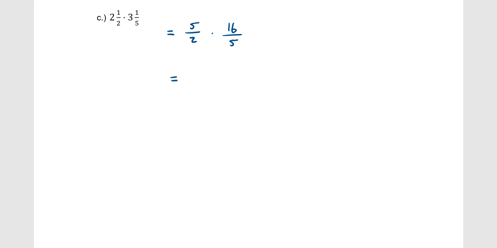And all we have to do now is simplify a little bit. 5 over 5, the 5's cancel, we're left with 1 over 1. And then 16 over 2, 16 divided by 2, common factor of 8. So we have 8 and 1. So multiply numerators, 1 times 8 is 8. 1 times 1 is 1. So we get 8 over 1. Anything over 1 is just whatever's in the numerator. So 8 over 1 is just 8. Okay, so that one ended up being a nice whole number for us.